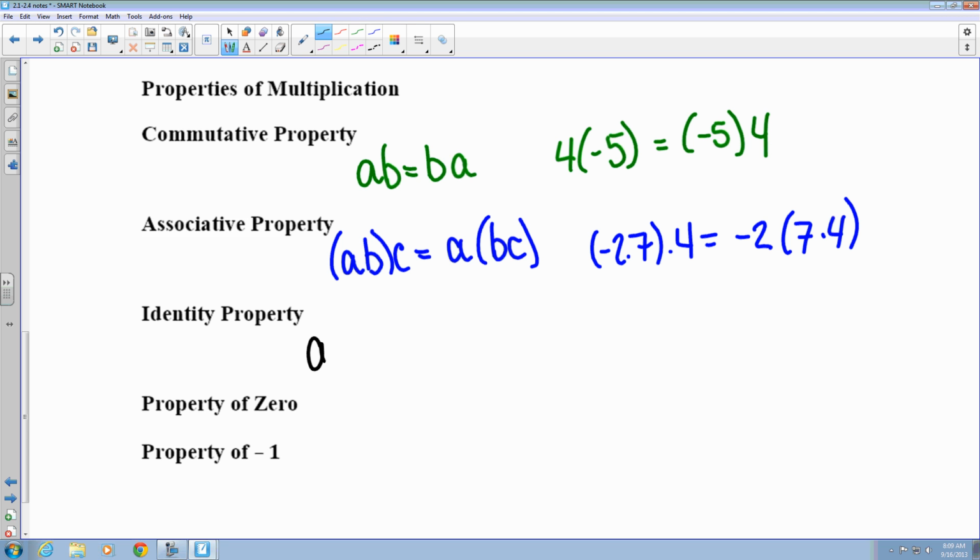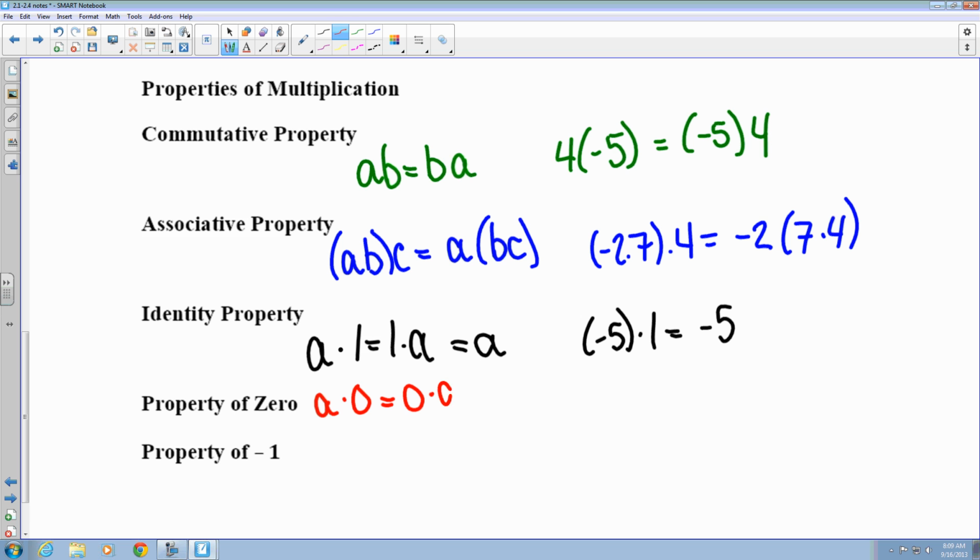Identity property. If we take any number and multiply it by 1, it's the same thing the other way. That's a commutative property. And that also gives you the same back. So negative 5 times 1 is negative 5. Property of 0. Multiply any number by 0, and that's 0. So negative 3 times 0 is 0.